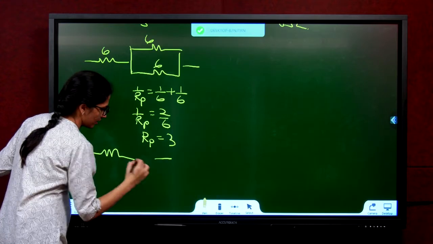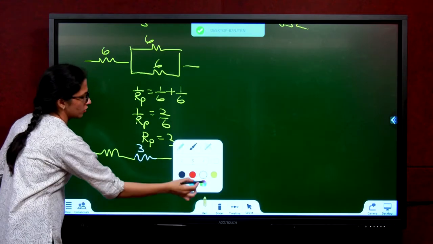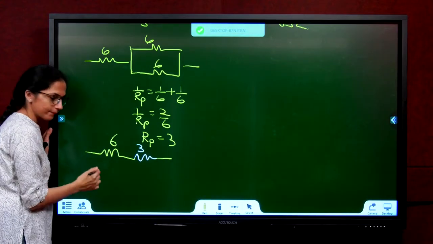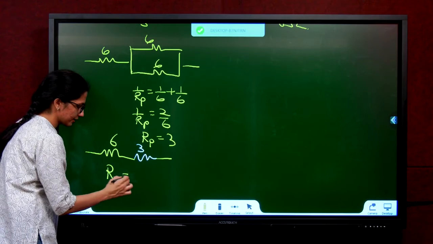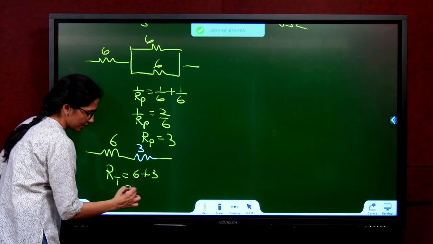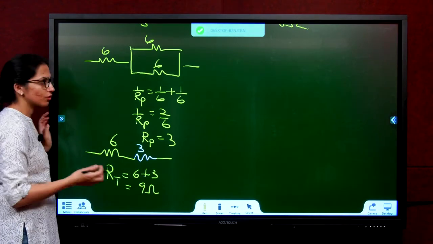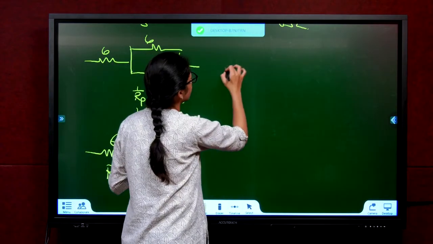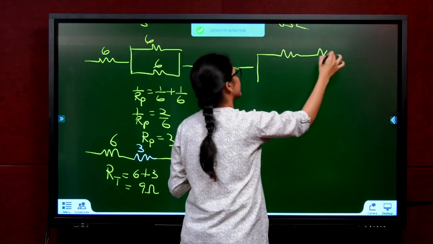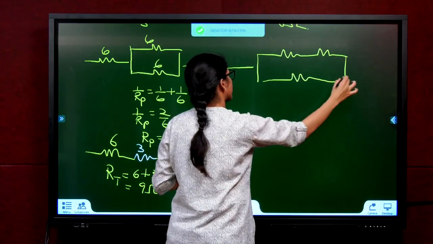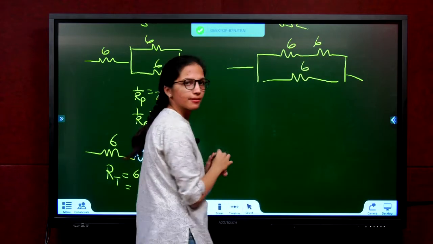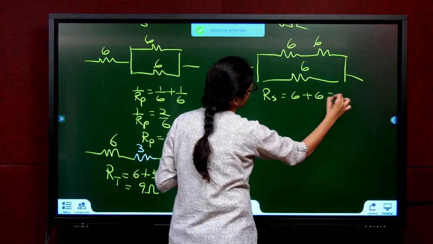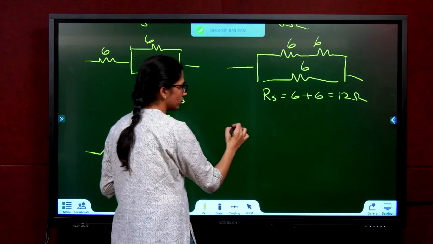Correct? Yes. So now what happens? 6 plus 3, 9 ohm. So the total resistance here is 6 plus 3, 9 ohm. So I got 9 ohm. So my other answer obviously has to be 4. Let us see if we get 4. How did that look? 2 in series, that goes with parallel. 6, 6, 6. 6 plus 6, first you do Rs. 6 plus 6, 12 ohm. So now how does my circuit look?